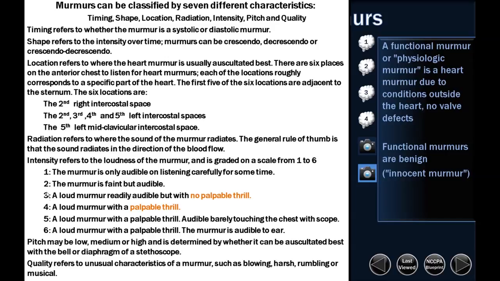So these two will sound about the same. The difference is this has no thrill, a 4 has a thrill. So 3 or less, no thrill. 4 or higher, there's an actual palpable thrill. So that's important to know when they're describing the murmur to you. If it's written in there, you feel a palpable thrill, you know it has to be at least a 4, 5, or a 6. All right, so we're going to do Mr.